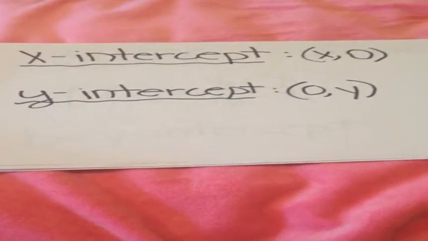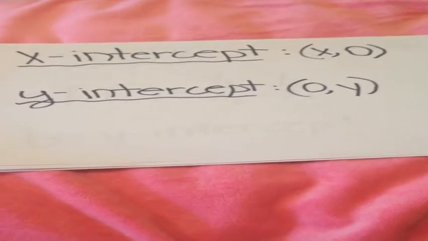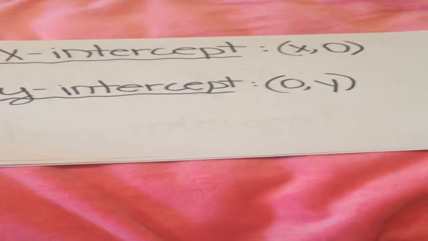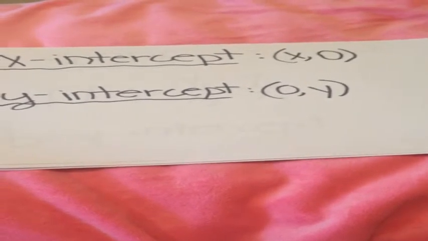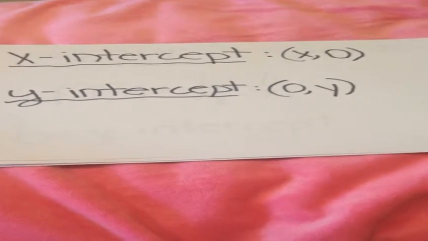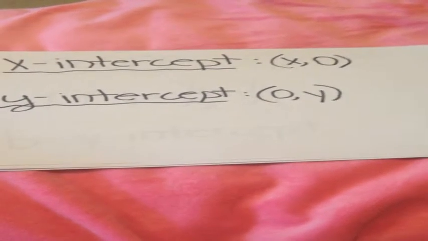My project is on linear problems. First, let's start off with the x-intercept. The x-intercept of a line is the point at which the line crosses the x-axis, which is when the y value equals 0. The y-intercept of a line is the point at which the line crosses the y-axis, where the x value equals 0.